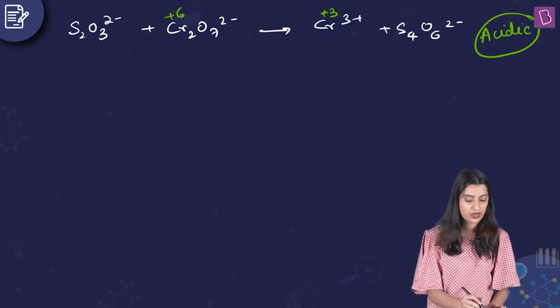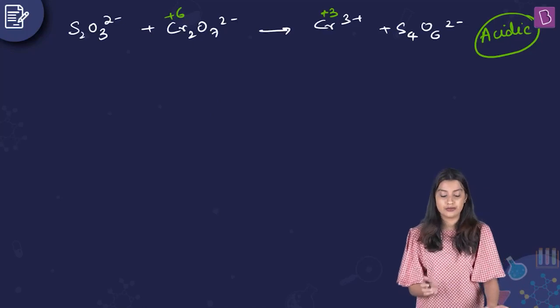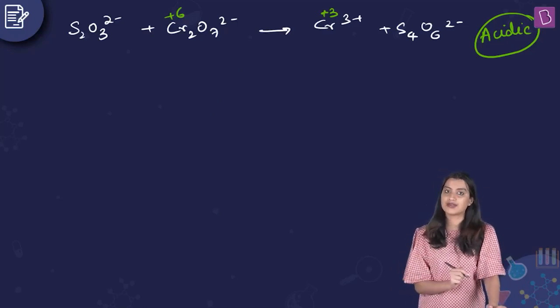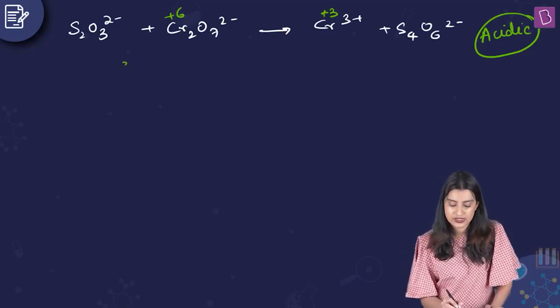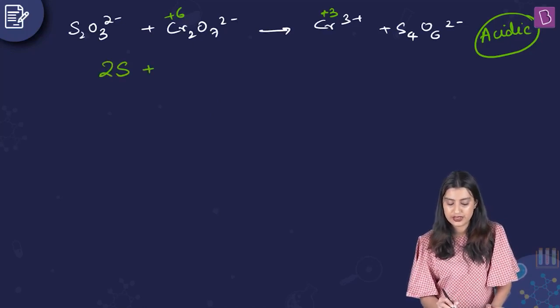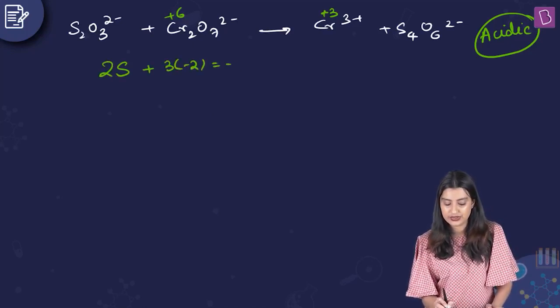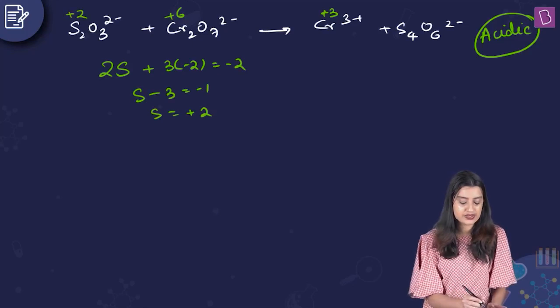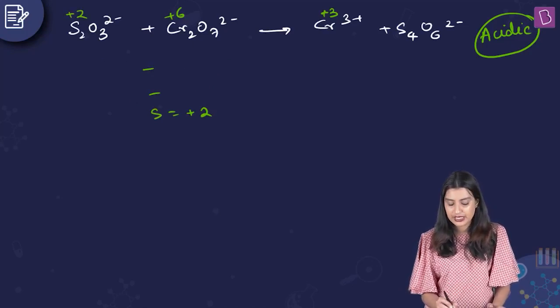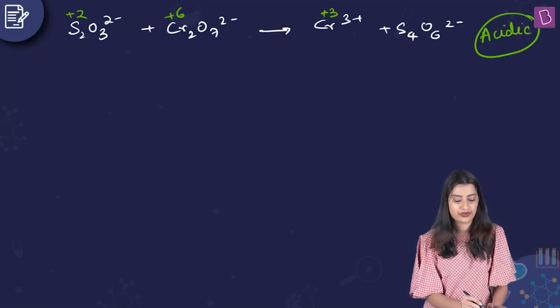Done? Okay. Now we come to S2O3 2-, the thiosulfate ion. So here I'll say the oxidation state of sulfur is S. So 2S plus 3 into -2 is equal to -2. So you get 2S minus 6 is equal to -2. You get S is equal to +2. So here sulfur is in +2 oxidation state in the thiosulfate ion.